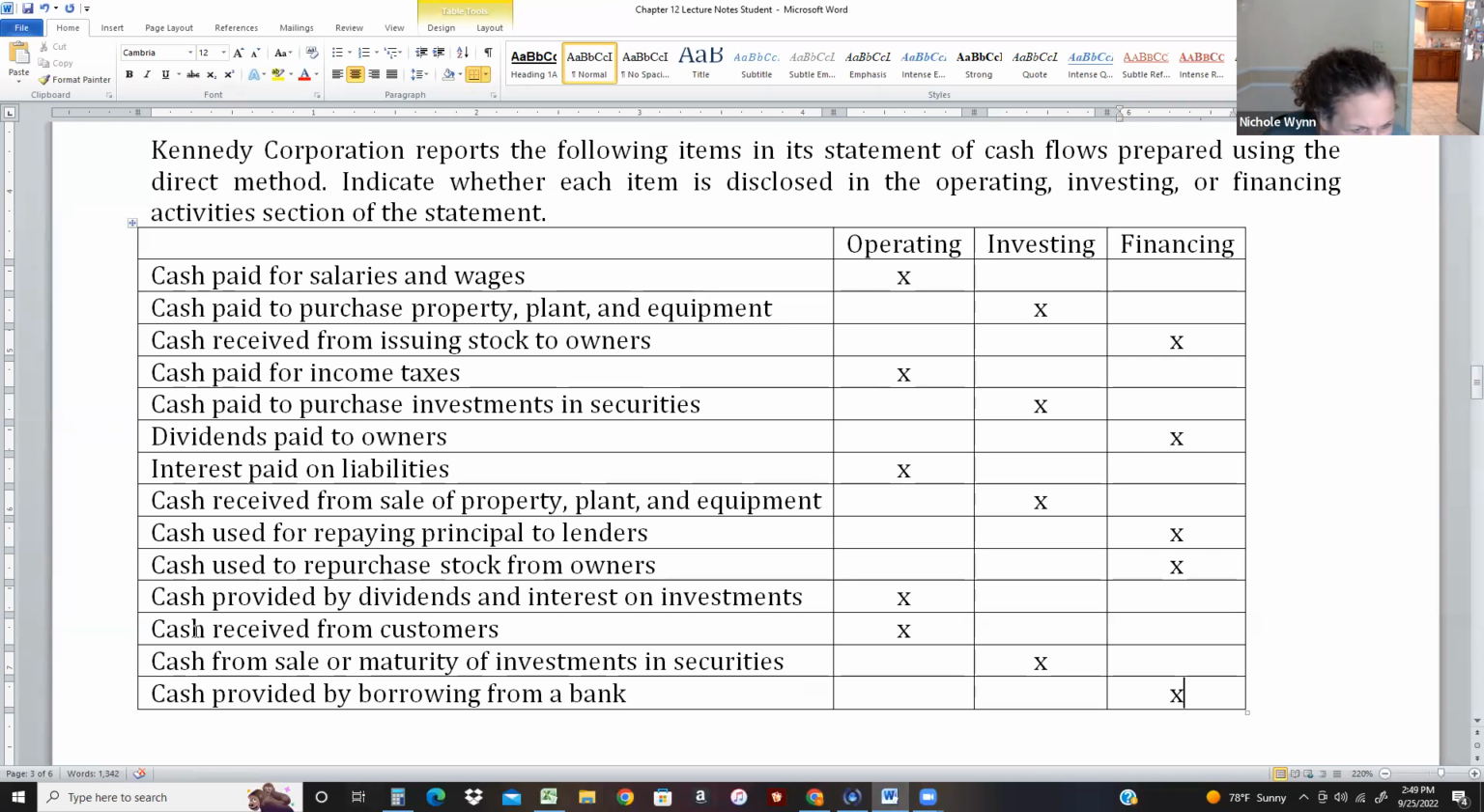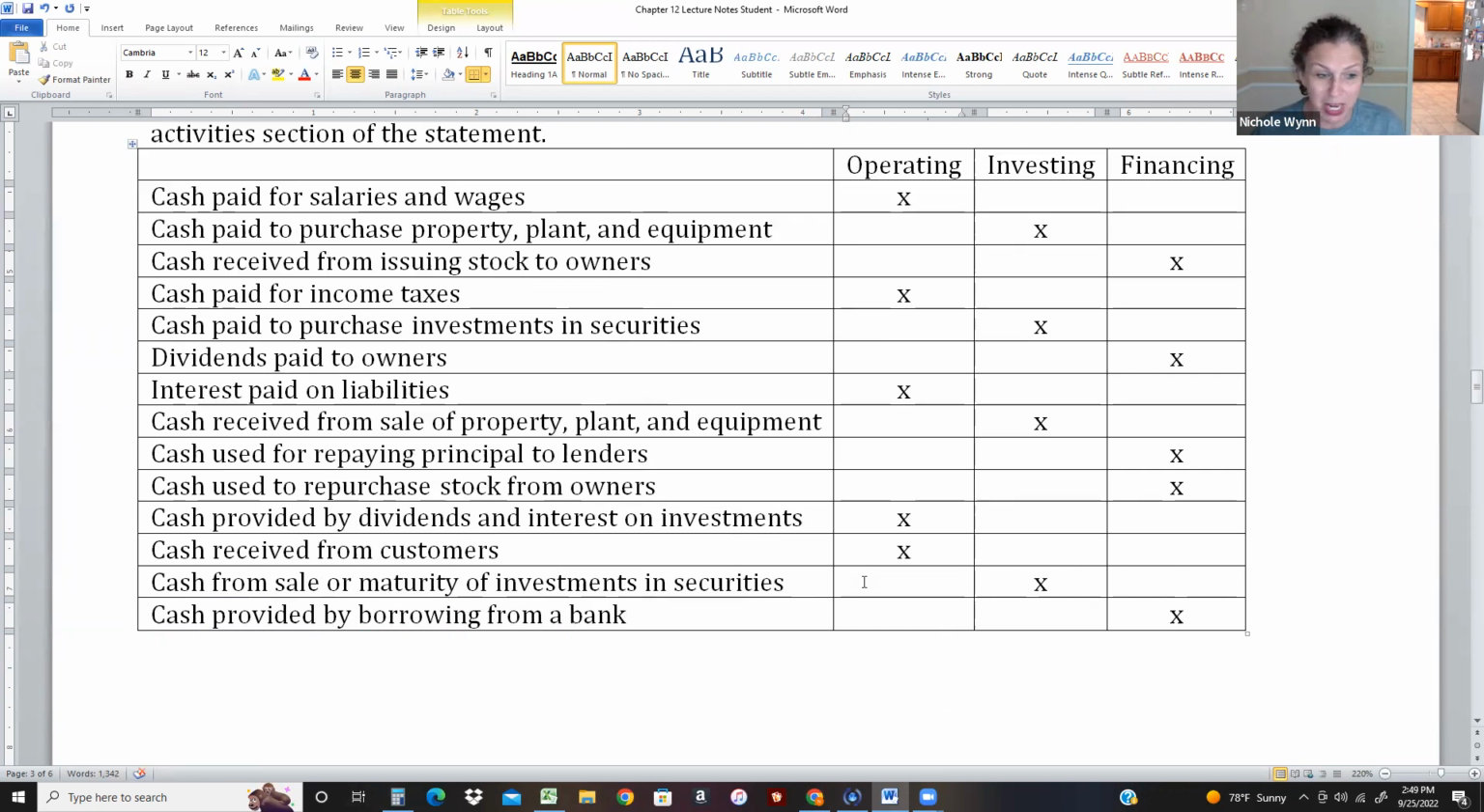But cash received from customers, that money from customers always goes in the operating section. And receiving dividends and receiving interest is operating. So I'm going to pause my video here and then I'm going to do the other half because we're halfway done with our video. So, okay, so I'm going to stop.